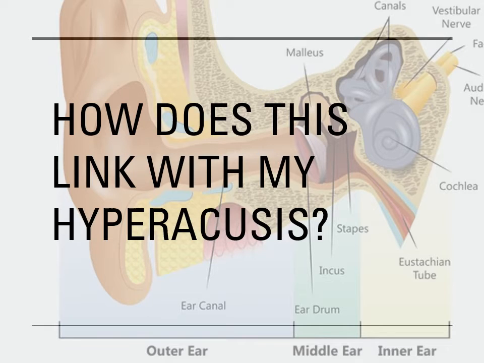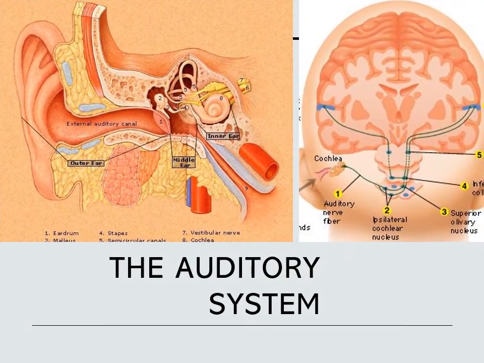Welcome back. So how does this link with my hyperacusis? There are several theories about the mechanisms that underlie hyperacusis. What they all share in common is that hyperacusis is usually associated with increased sensitivity or auditory gain in the central auditory system, which is the hearing pathways in the brain. This sensitivity can be influenced by mood.